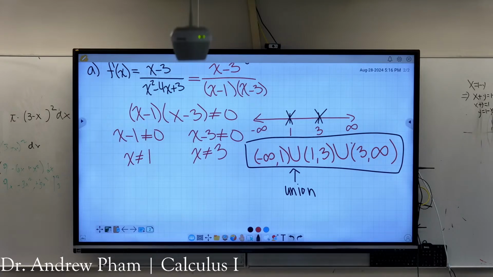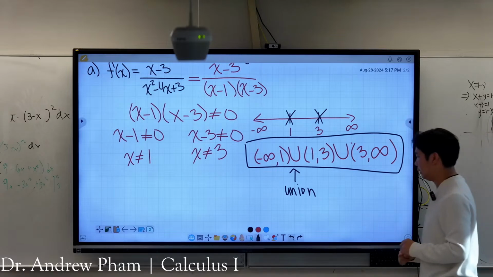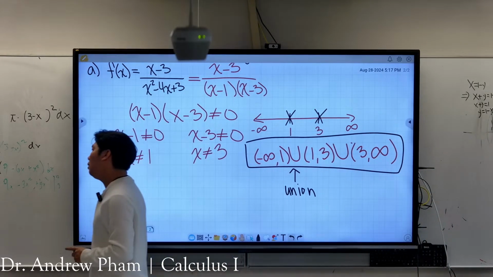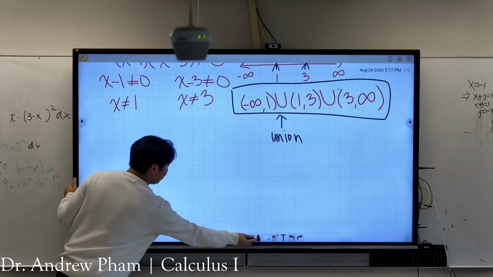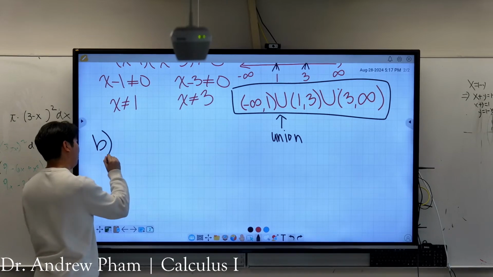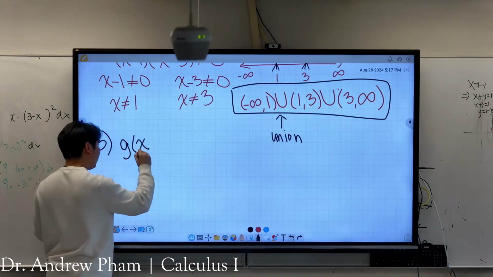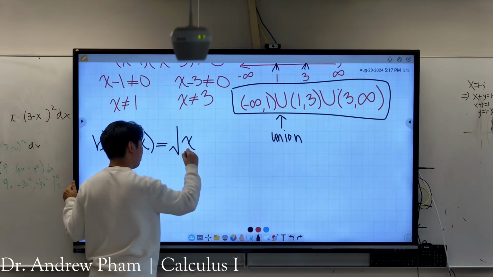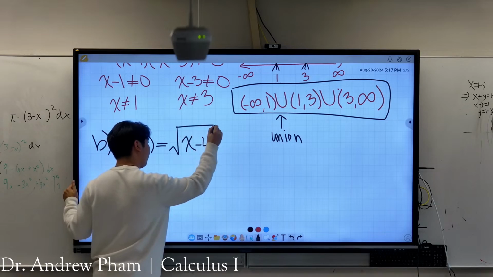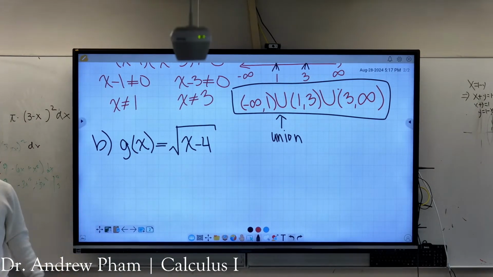Any questions about what I have here before I go on to part B and eventually part C? All right, let's go to part B. Same instructions. What if I have g of x is equal to the square root of x minus 4? I'm going to ask, what restrictions do I have on this type of function? What do I want to avoid?